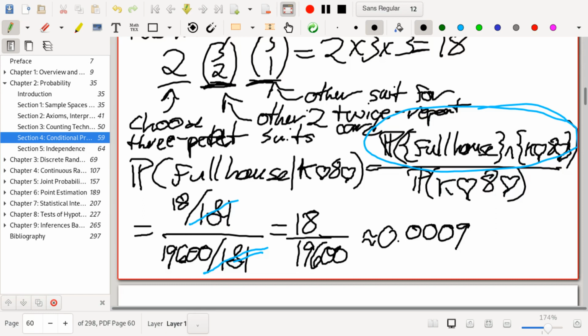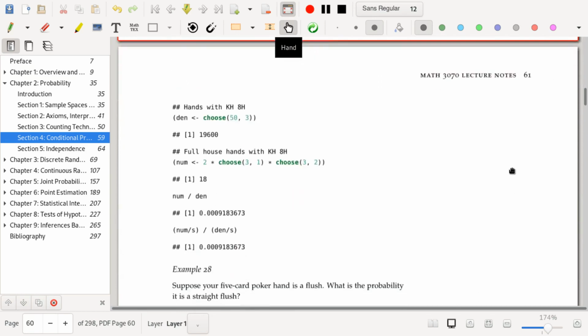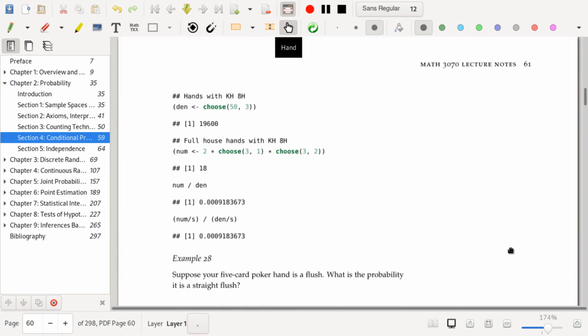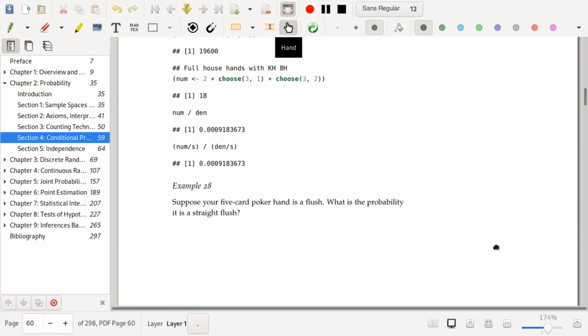0.0009. And for what that's worth, that is less than 0.0014, which was the probability of getting a full house. So having the king of hearts and 8 of hearts in your hand makes it more difficult for you to get a full house. And here's some R code that's doing the same thing, basically translating all of that mathematics into R code.